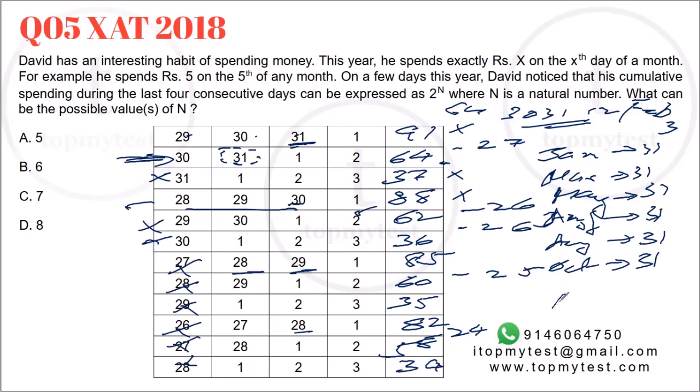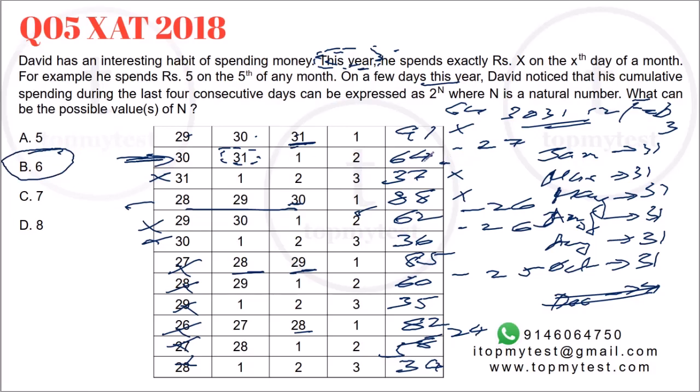Now December has 31 days. But the next January is next year. This is valid only for this year. This entire question is valid only for this year. So the next January, on January 1st and 2nd, you might spend different amounts. So you cannot say this. So on 6 days in this particular year, you'll be able to find this.